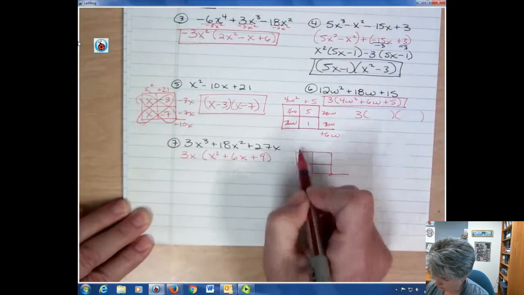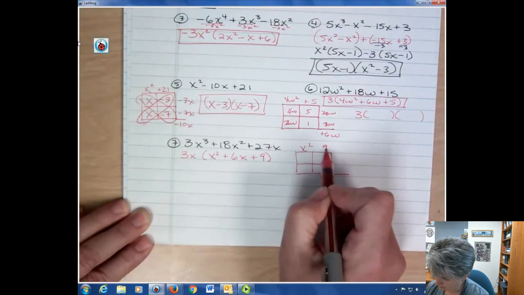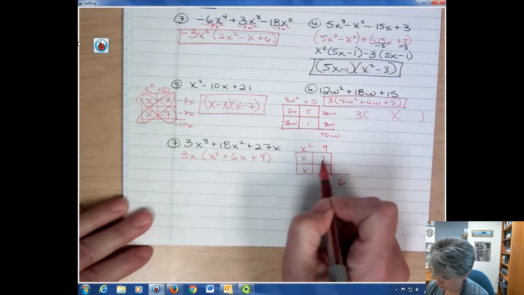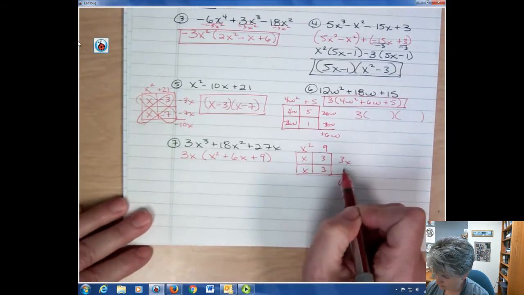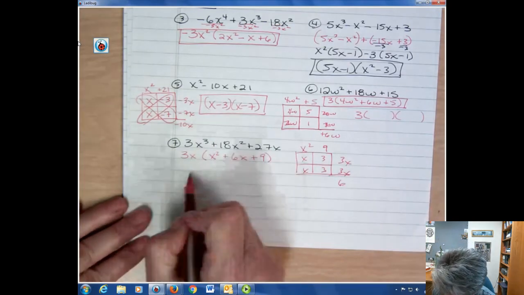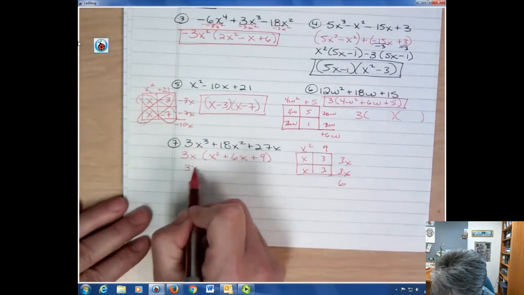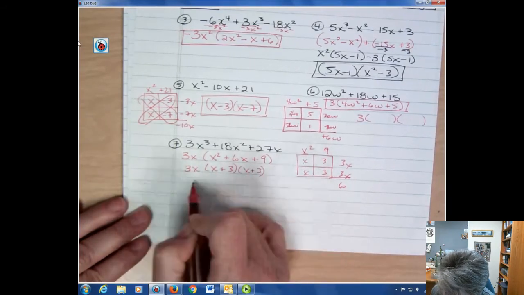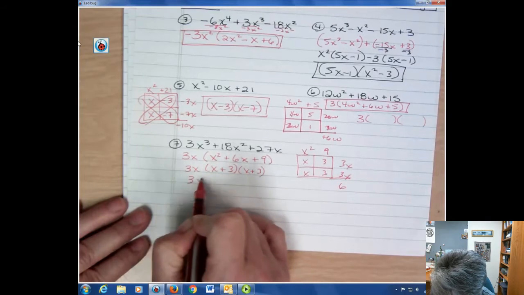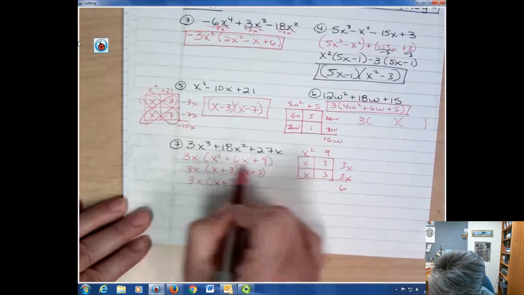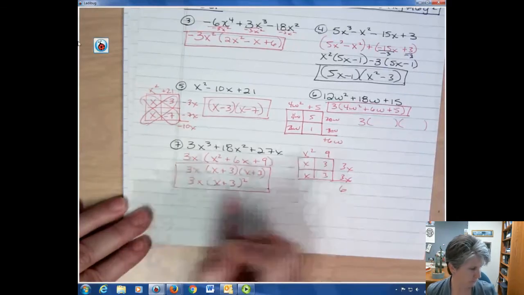I have x squared and 9 and 6. This is going to be x and x. This is going to be 3 and 3. And 3x and 3x add up to 6x. These are all positive, so that's nice. So that's going to be x plus 3, x plus 3, and that could be written as x plus 3 squared. Either one of those is okay.